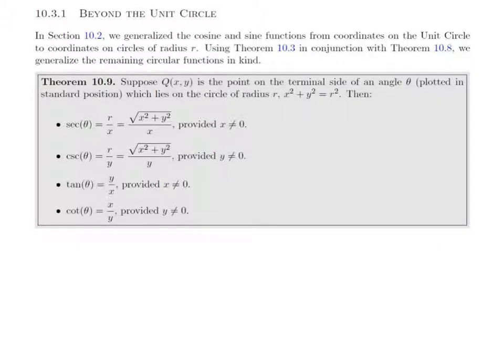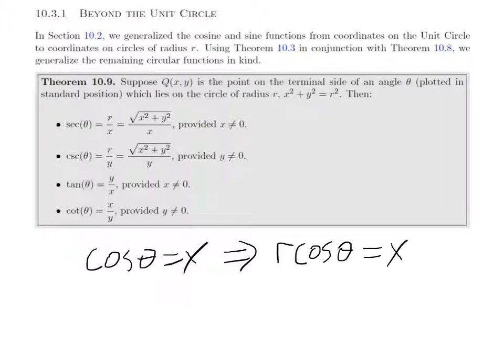So we discussed, in the past section, that cosine theta was x on the unit circle. But when we are off the unit circle, then it was r cosine theta equals x. And on the unit circle, r would be 1, and so these are actually the same formula. This is a more general form.